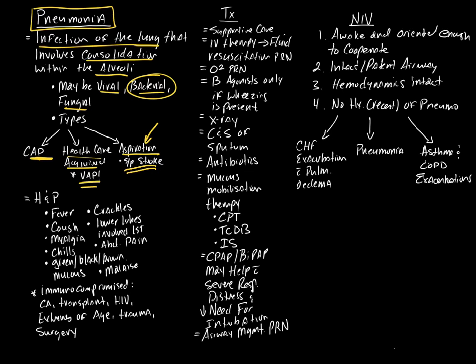So what's the history and physical exam for someone who has pneumonia? Well, typically they develop a fever, right? Elevated temperature. They're going to have a cough. They often have crackles. And typically what we see is the lower lobes get involved first. Pneumonia tends to start in the lower lobes, okay? Now, if somebody has a right upper lobe pneumonia, that should cue you in to think about aspiration, right?